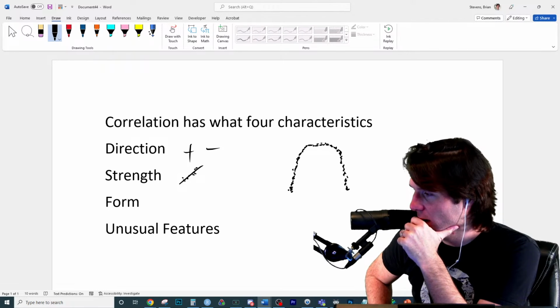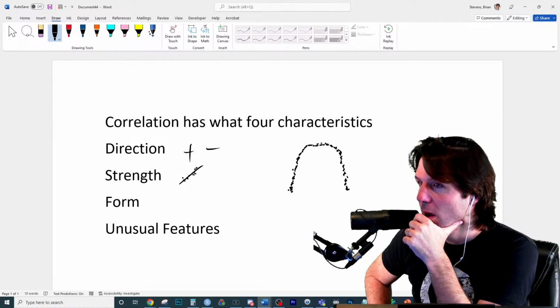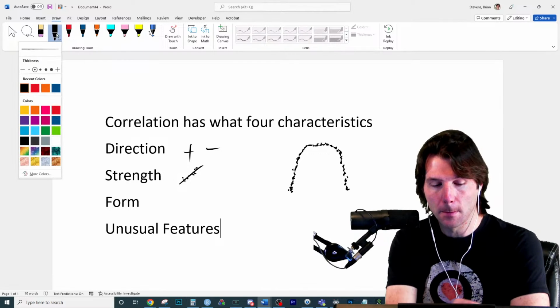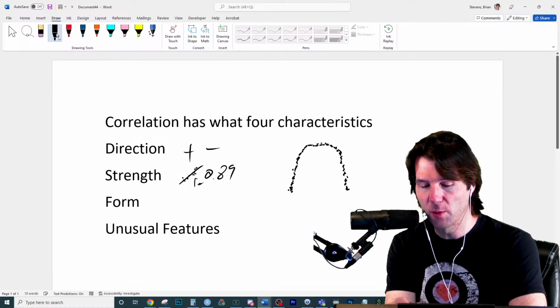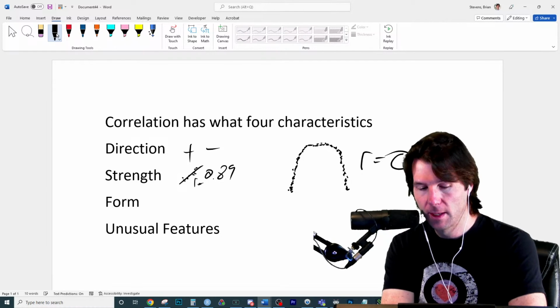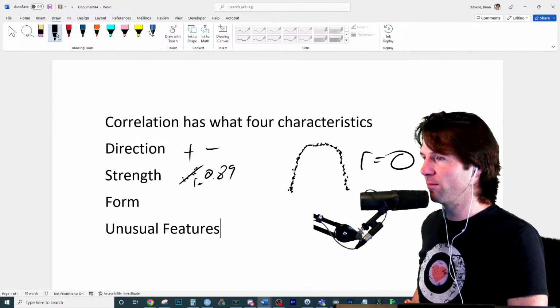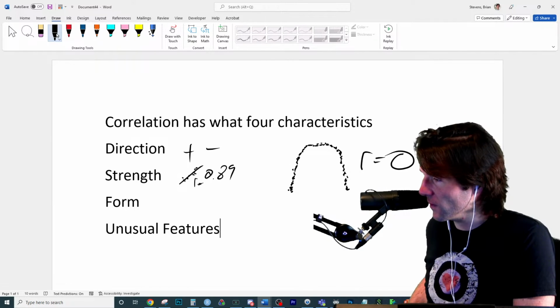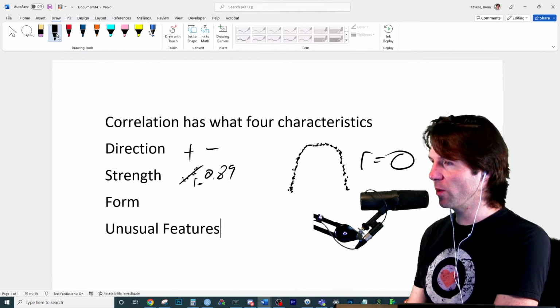I thought the 0.89 strength represented the cluster. The 0.89? Oh, the first one, yeah. This might be 0.89. Yeah, that might be R equals 0.9. This one would be R equal to about 0. So the first one would definitely be strong, positive, linear. The second one would be something non-existent. Good stuff right there. Any last questions?